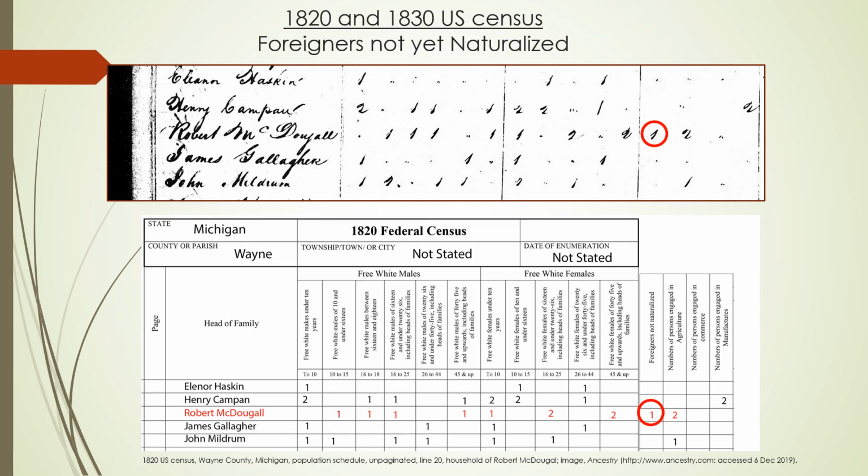If we locate Robert in the 1830 census and he was no longer marked as a foreigner not yet naturalized, it may be that during that previous decade, Robert may have completed the naturalization process, and we can search for available naturalization records. Of course, Robert may not have reported his naturalization status to the census taker, or the census taker may not have asked, but this is a clue that we definitely want to follow up on.